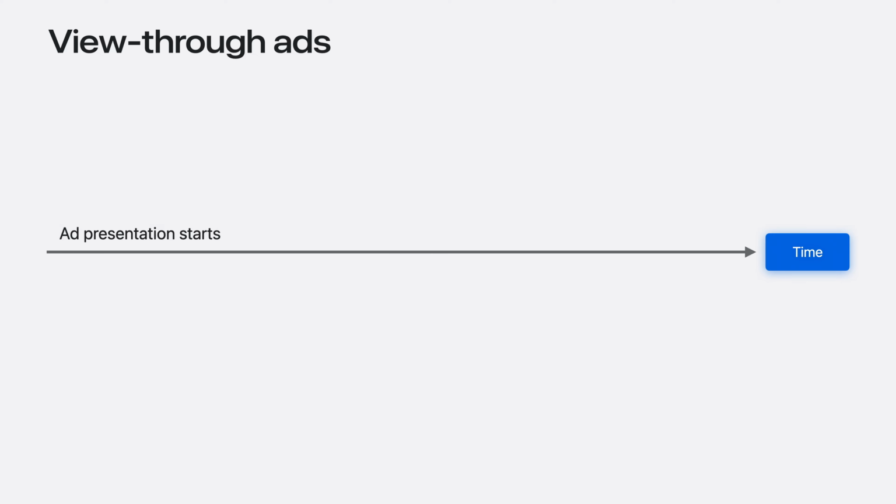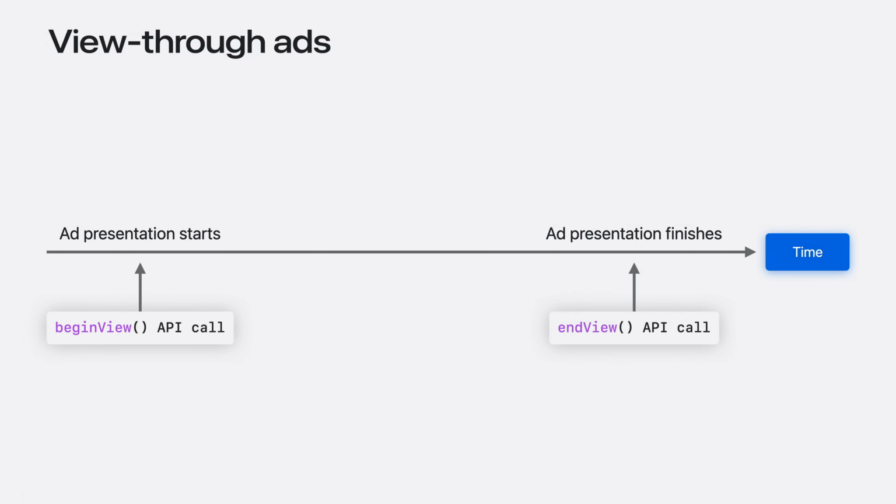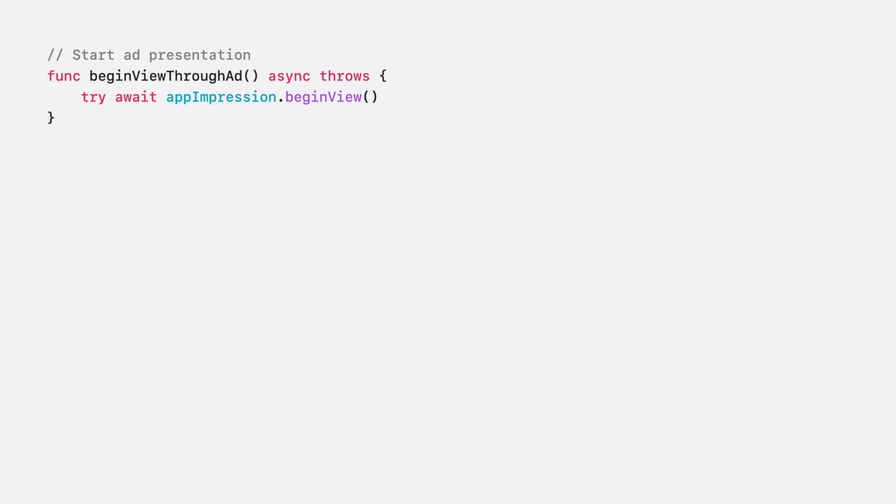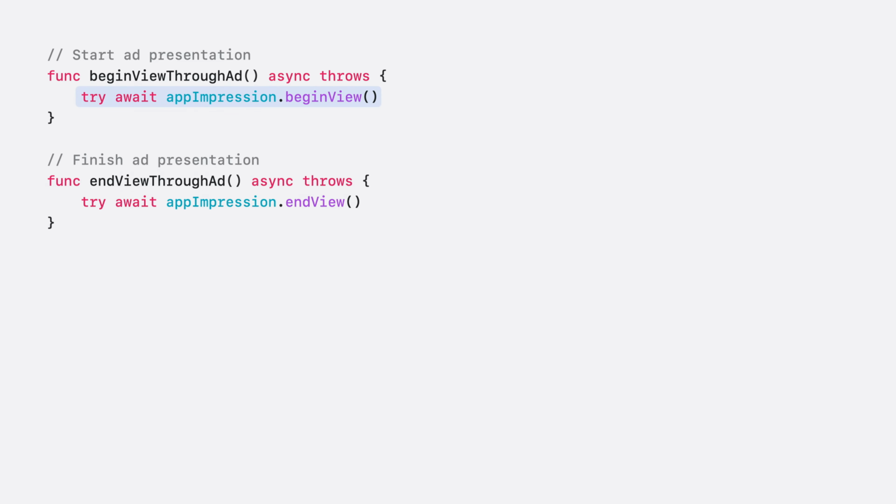When the ad presentation starts, I call the Begin View API on my app impression instance. And when the ad presentation finishes, I call the End View API on my app impression instance. In my specific case of the video view-through ad, when the video starts playing, I call Begin View on my app impression instance. And when the video finishes, I call End View on my app impression instance.